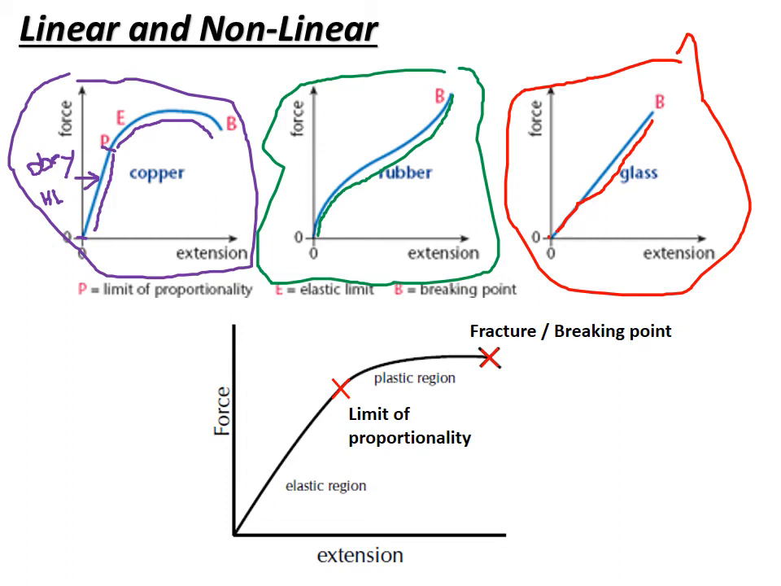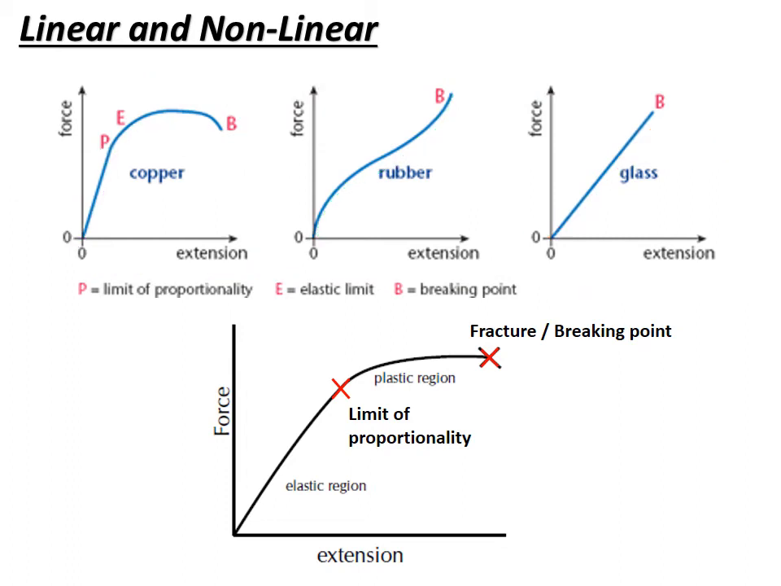Now let us have a look at the graph underneath. There's a few things that we need to point out. So we have here a straight line section, which is called the elastic region. This obeys Hooke's law. And then we get to a point here where it's no longer straight. This is called the limit of proportionality.